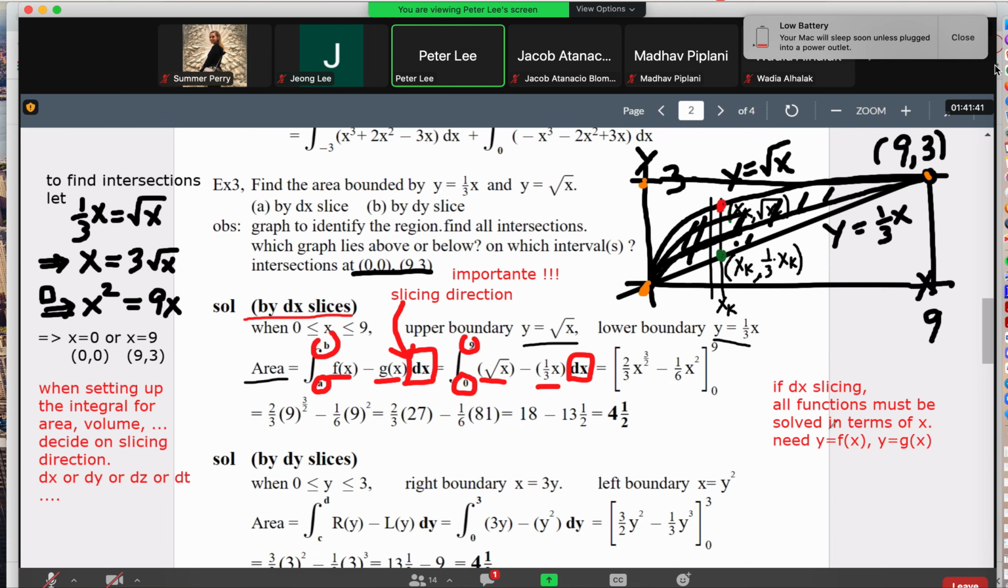So we get the area. Now that is the area. Let me save this. And now what I'm going to do is undo some of the stuff here. I'm going to make this cleaner.